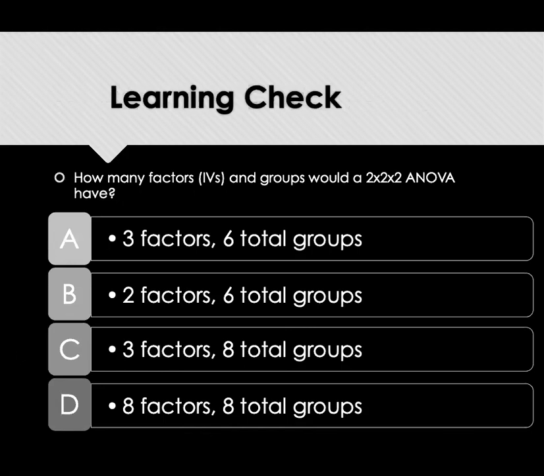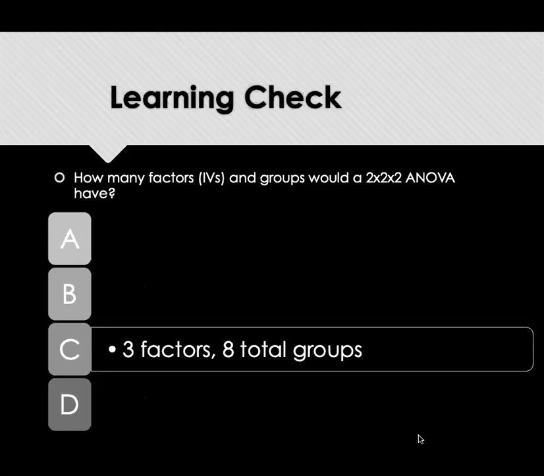How many factors and groups would a 2x2x2 ANOVA have? So how many factors and how many total groups? Remember, the number of numbers tells you how many factors there are. And then if you multiply the numbers together, you can learn how many total groups there are.